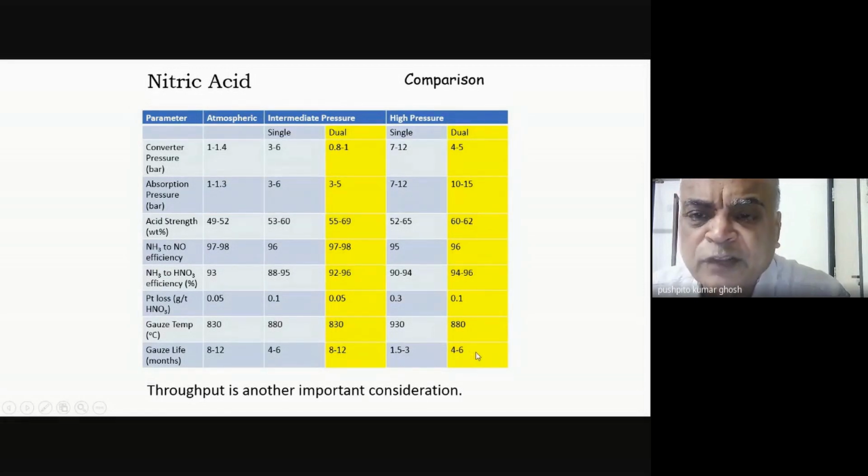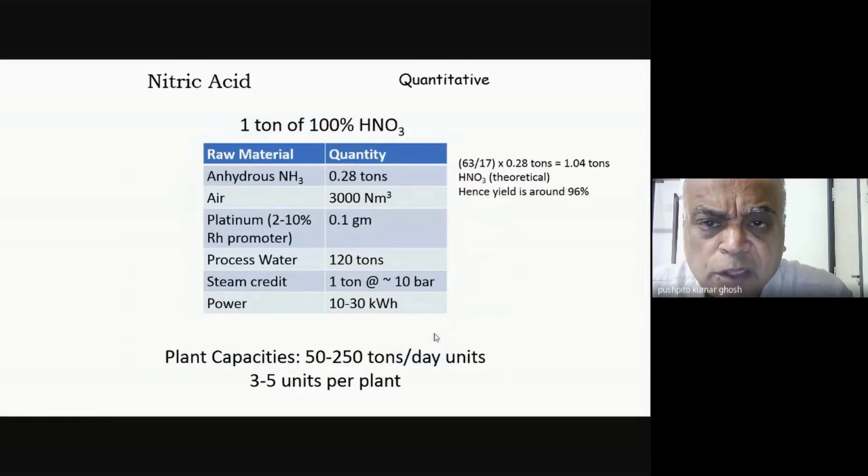Only thing is, it's a little more complex because there are two steps of pressurization. Of course, it doesn't say another thing which is so important, the NOx emissions. If you have high NOx emissions, then obviously that would not be a good thing. So that is the overall process.